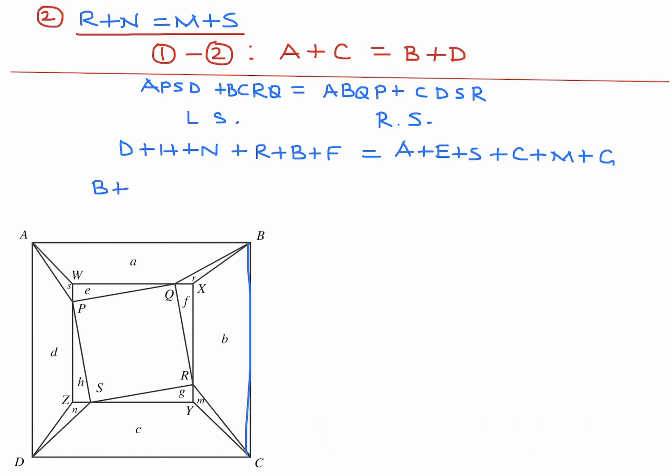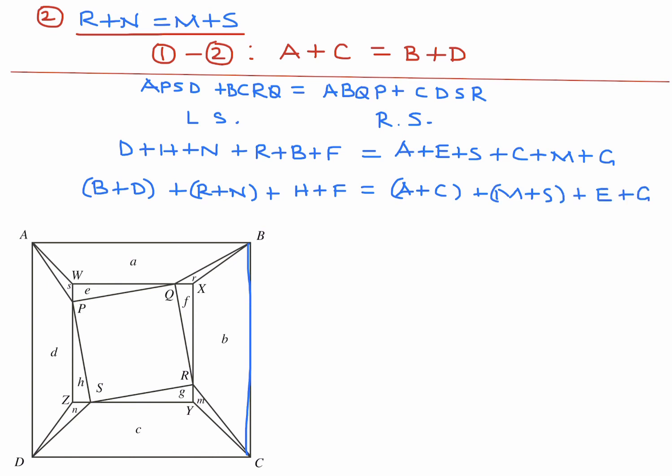Rearrange this a little bit. Put the B and D together. Put the R and N together. And then we've got these H and F. On this side, rearrange it a little bit. A plus C plus M plus S. And then E plus G.